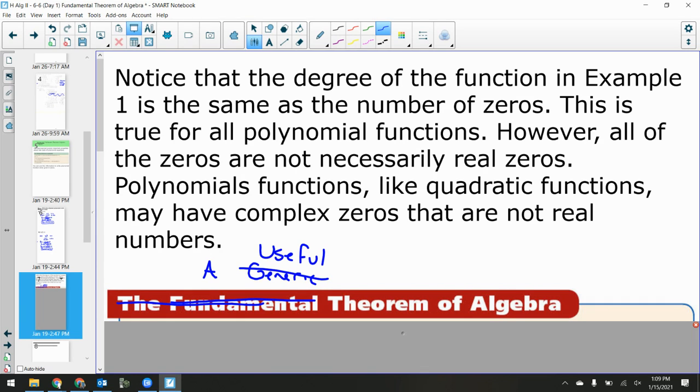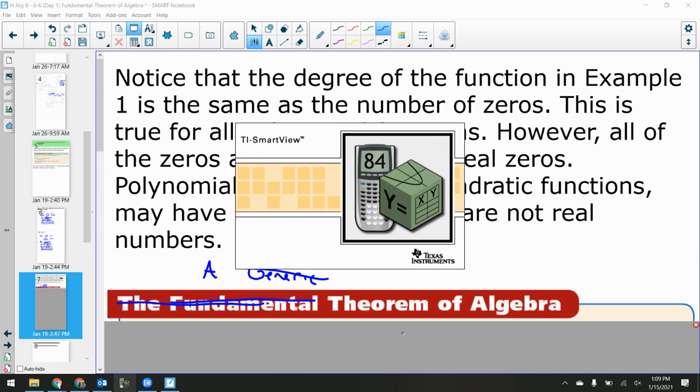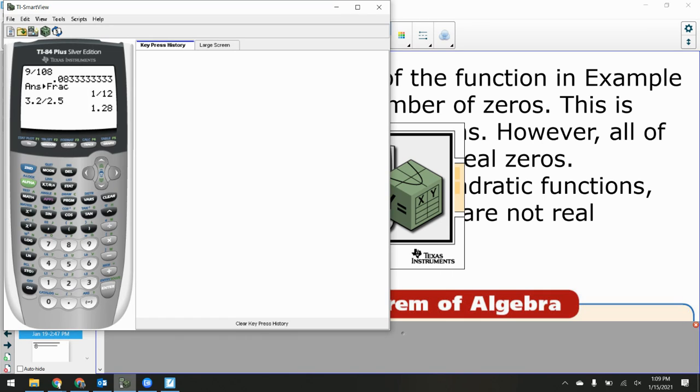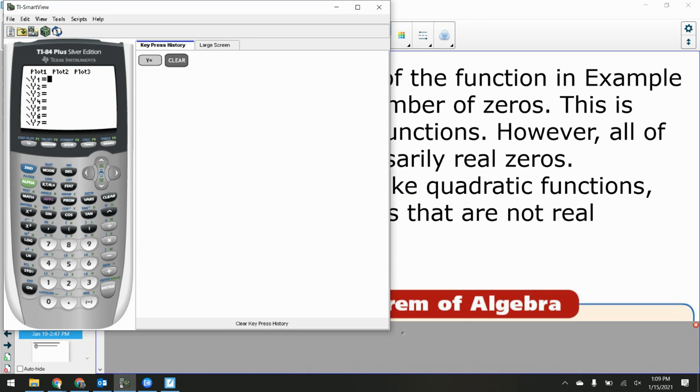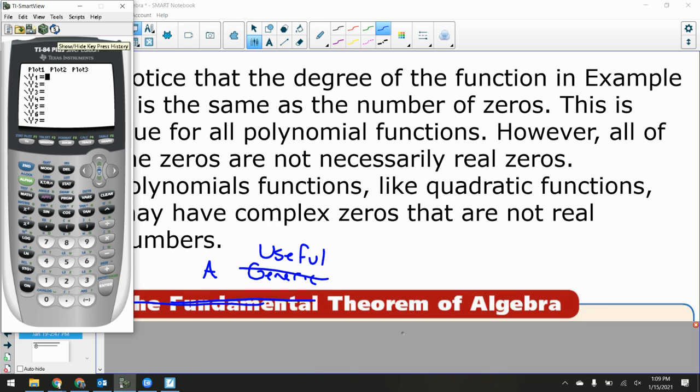We noticed that the degree of the function in example 1 is the same as the number of zeros. Okay. Now, go with me here. Pay attention. Think about this. I just said that the number of zeros must equal the degree, right? So if I graph x to the third, how many zeros should I see?